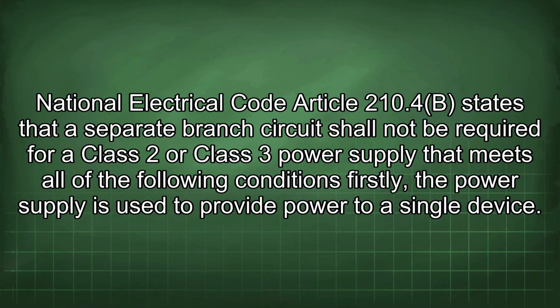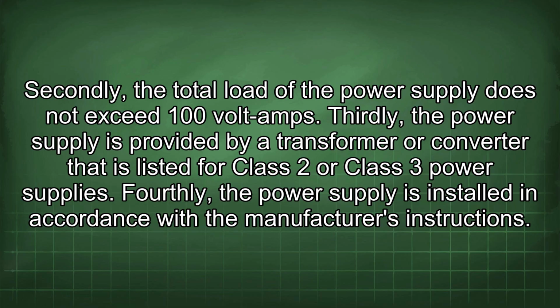National Electrical Code Article 210.4b states that a separate branch circuit shall not be required for a Class 2 or Class 3 power supply that meets all of the following conditions. Firstly, the power supply is used to provide power to a single device. Secondly, the total load of the power supply does not exceed 100 volt amps. Thirdly, the power supply is provided by a transformer or converter that is listed for Class 2 or Class 3 power supplies. Fourthly, the power supply is installed in accordance with the manufacturer's instructions.